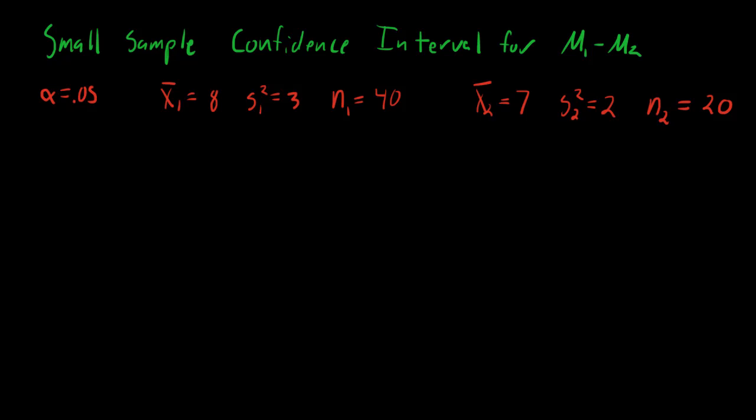Now, for it to be a small sample, we also have to check to see that n1 is less than 30, which does not appear to be the case, or that n2 is less than 30, which does appear to be the case. So because n2 is less than 30, because n2 is 20, we can use the small sample confidence interval formula. Now the first thing that we're going to do, since we know we're going to need it, is calculate our Sp squared value, so Sp squared.